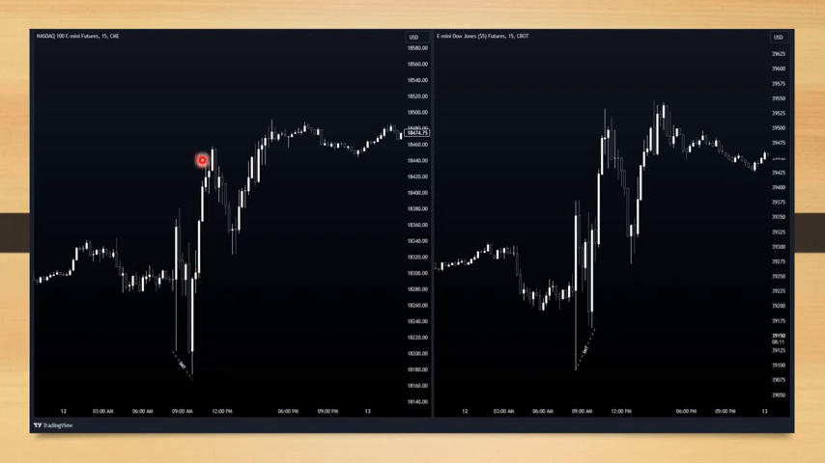And what do we get? We get that bullish reversal here. So we could have caught a long entry here, something on the lower time frames.